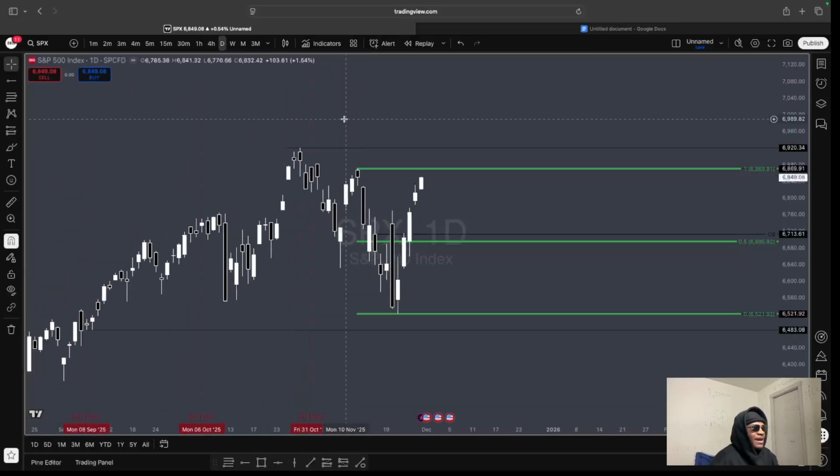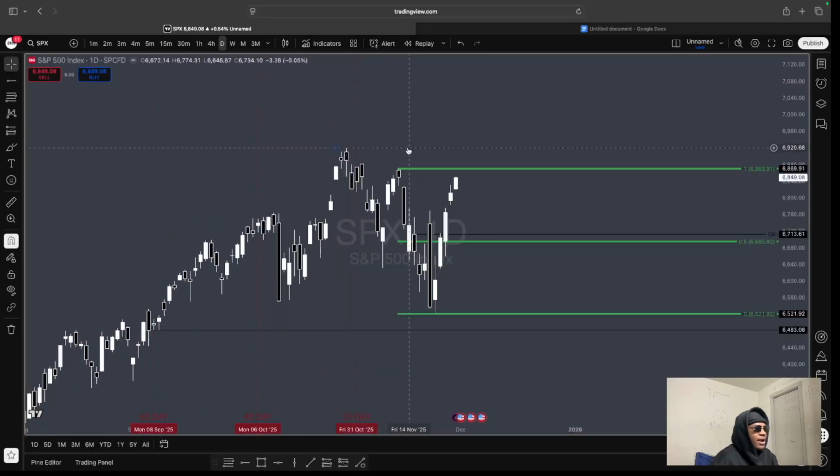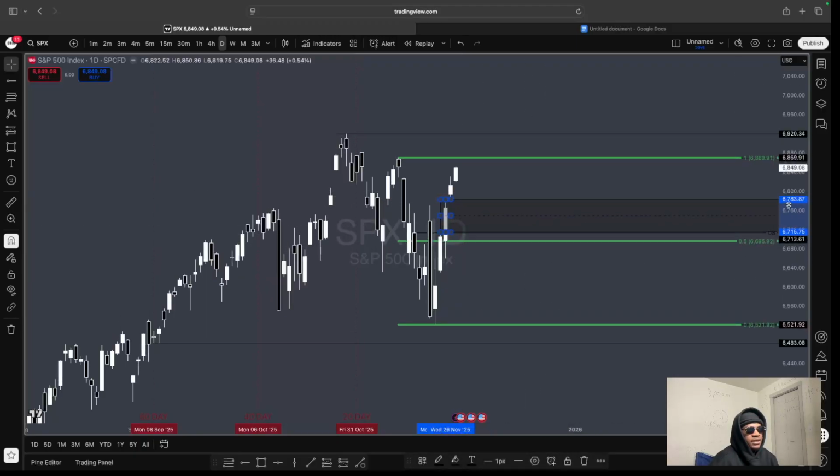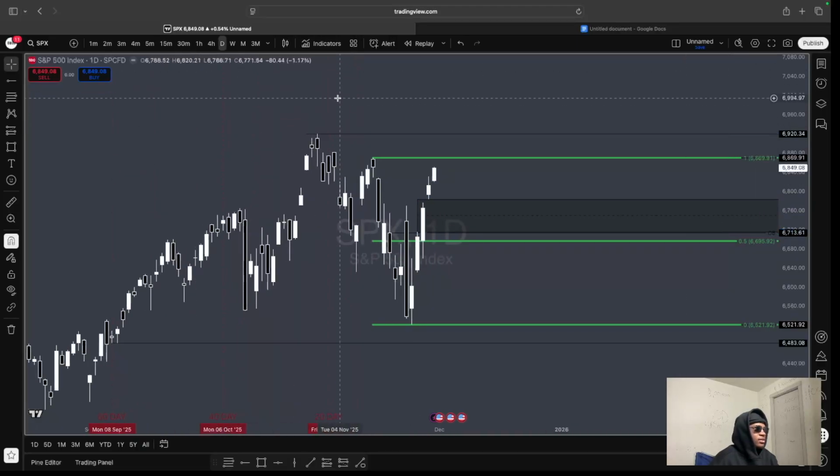But just by looking at it and knowing what I know, I definitely see the stock market going back to all-time highs. I definitely see the S&P going back up to that 6920.34. What else do I see? I see this huge gap. We got a market structure shift right here. I generally want to see price coming to the 6783.87, then run up to all-time highs.